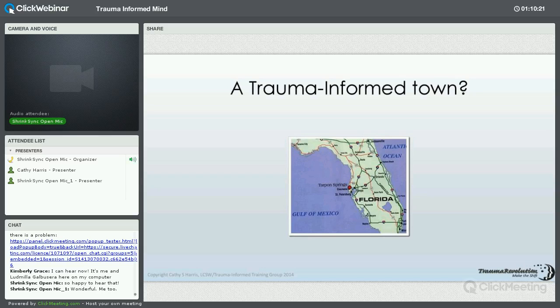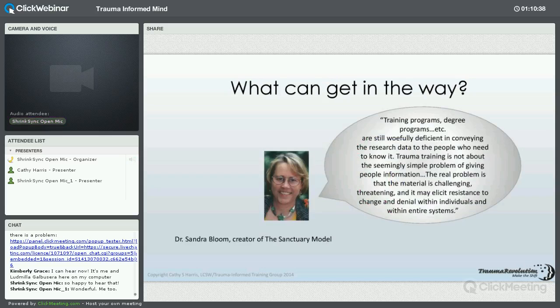On a community level, they got all their personnel trained and thinking in terms of trauma-informed, both in response to crime rate and health statistics and other things that are going on there. They wanted to institute trauma-informed thinking.